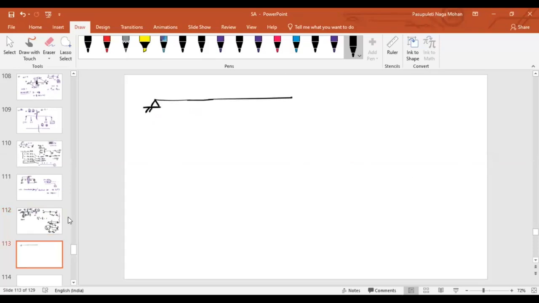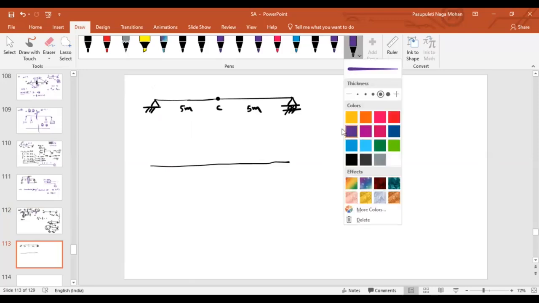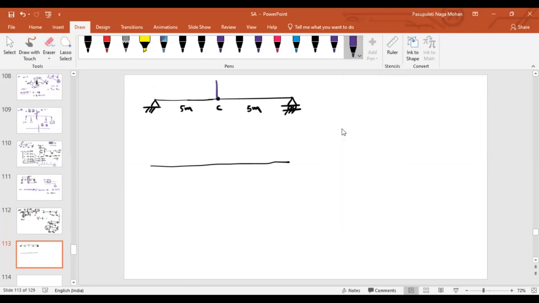So in the same way, let us draw the shear force for 3 different cases. Let me take some point here, and let us say this is 5 meters and this is 5 meters. Ideally, for shear force at that point, see how it will look. It will look like this.